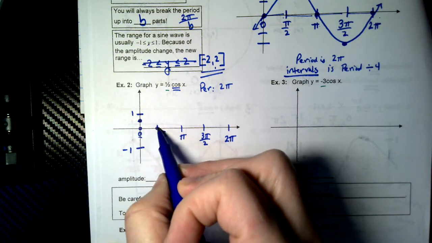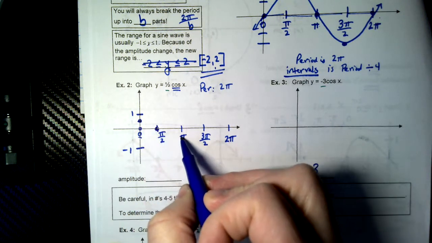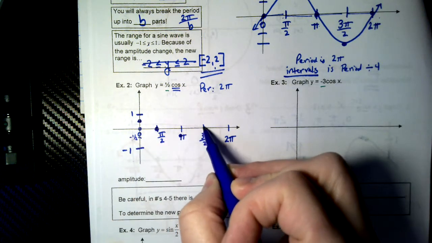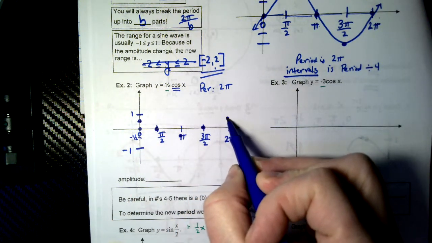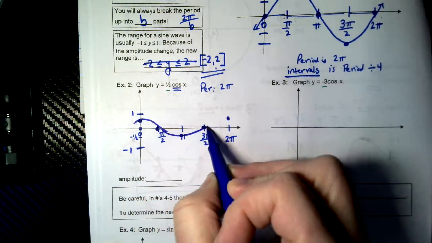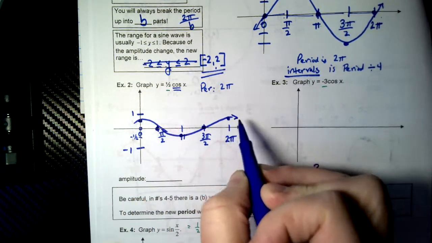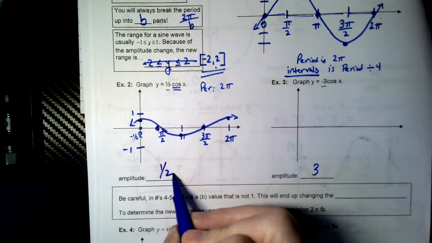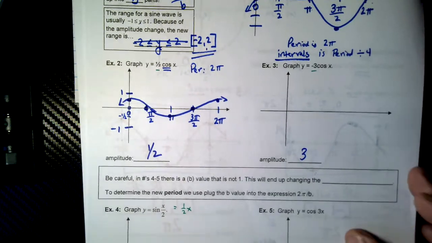Then it's going to hit 0. Then it's going to bottom out at -1/2. So it's -1/2 right here. Then back to 0, and then as tall as 1/2. And so our cycle looks like this. All right, the amplitude here is 1/2, or you can call it 0.5.